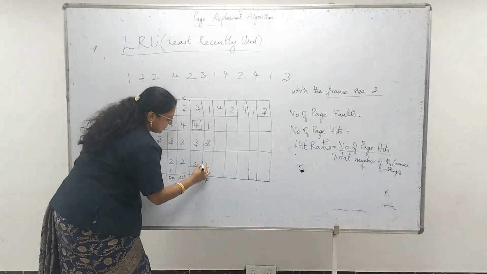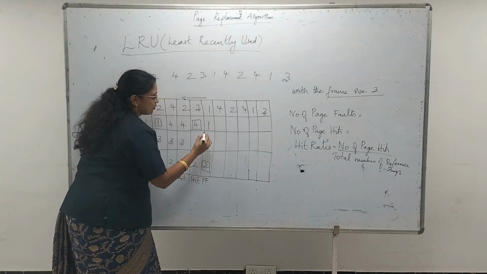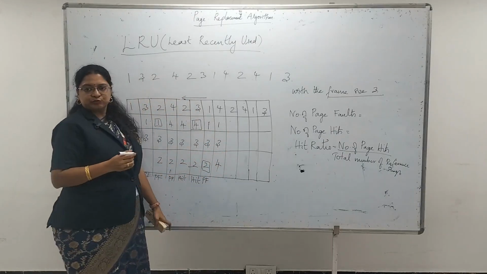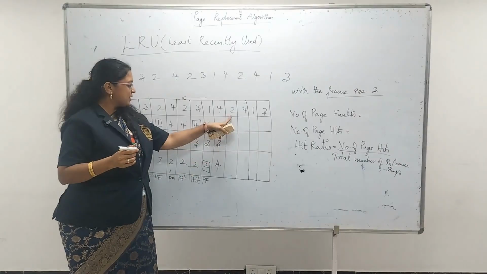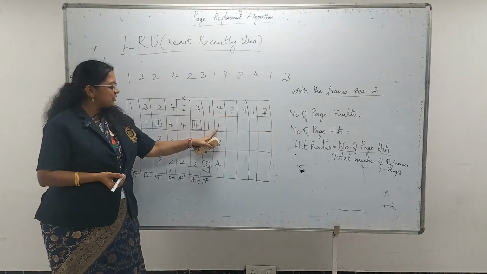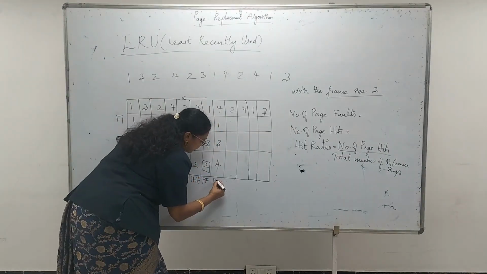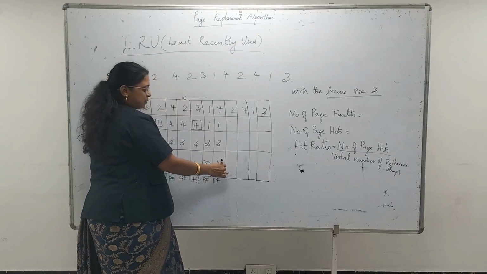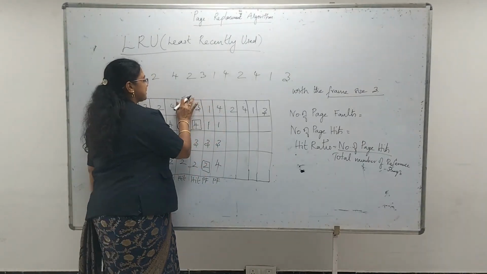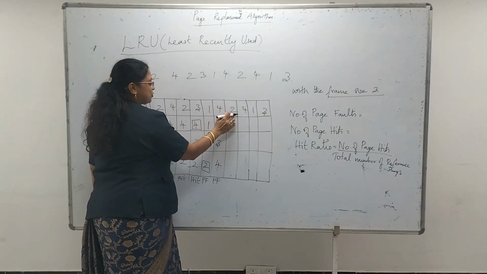So you are going to replace 2 in this. So 1, 3 and then your 4. Okay. Then you are going to insert 2. Now you are going to check whether 2 is present in your main memory or not. There is no 2 present here. So again you are going to insert 2.